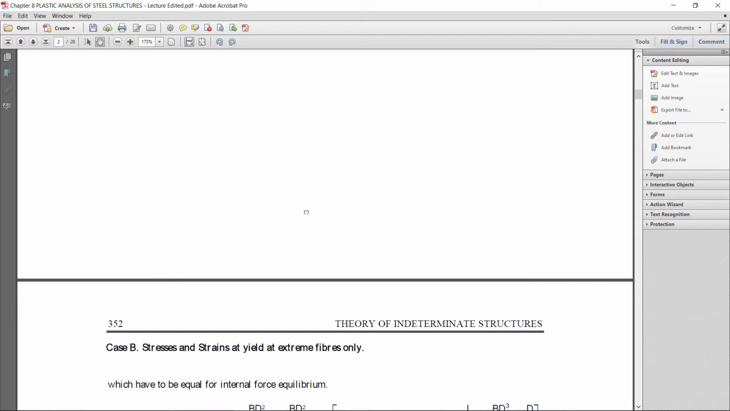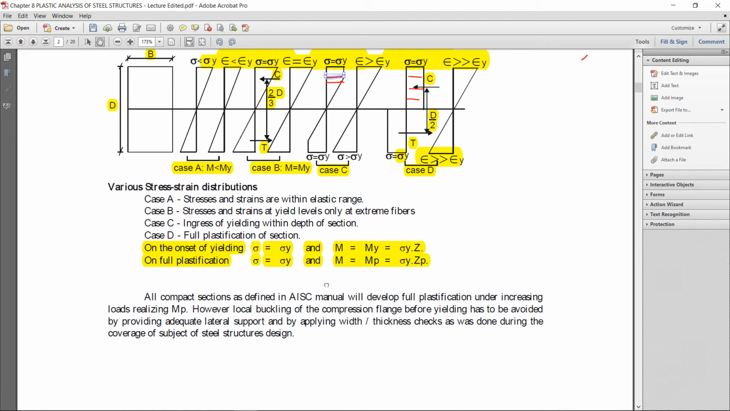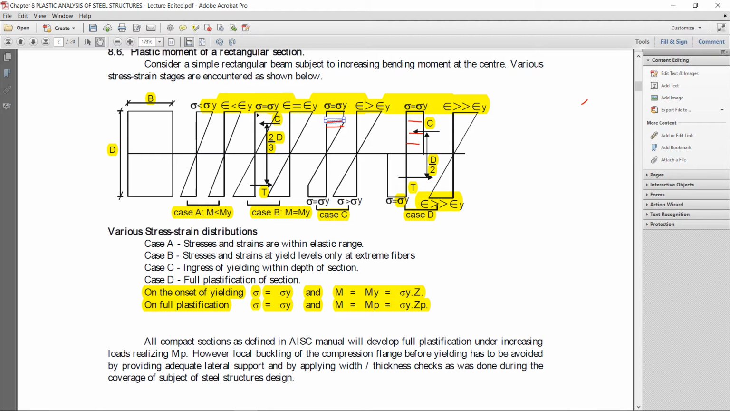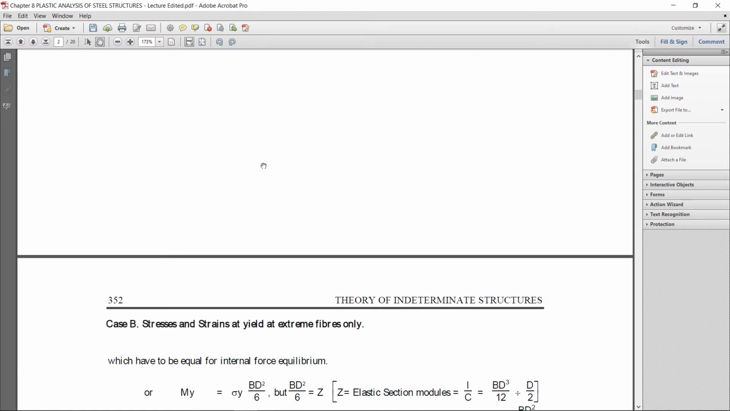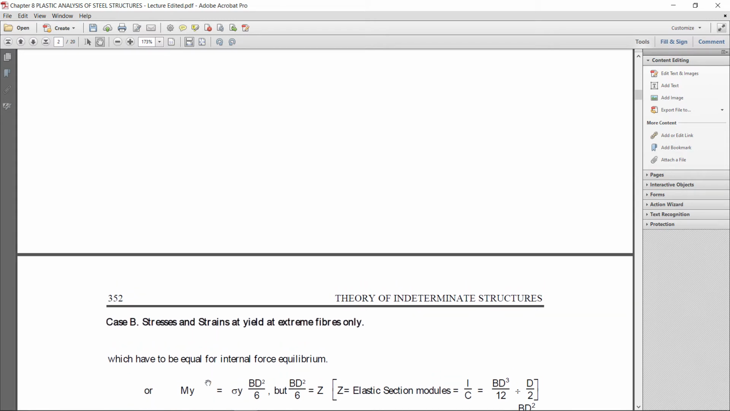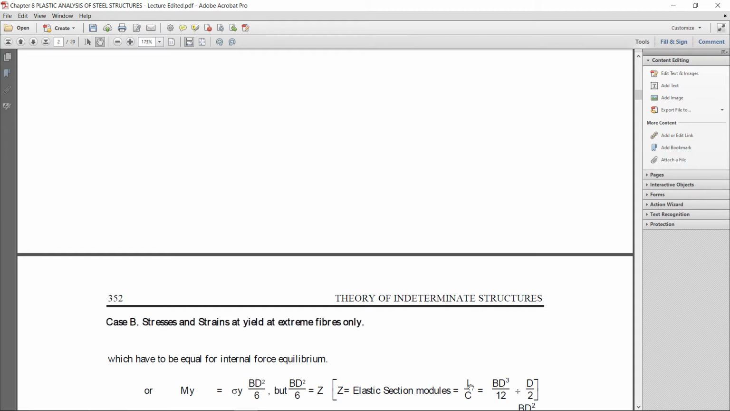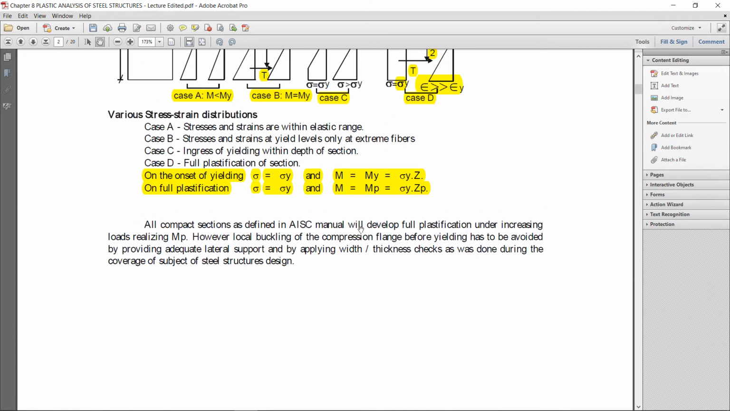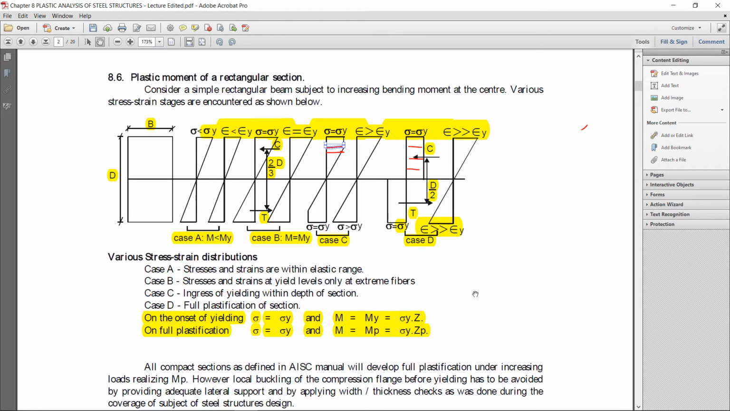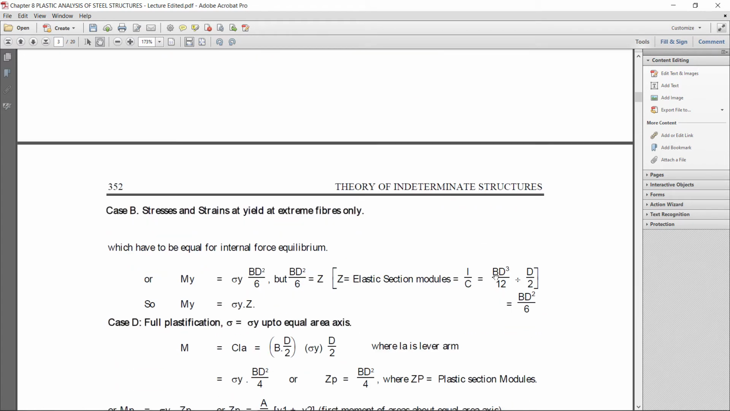Now for the calculations for each case. First of all, for case B, when it just reaches the extreme fiber, you know the formula: My is equal to sigma into Z. Z is the elastic section modulus, that is equal to I over y or I over c, that is the same. Here I is b h cube over 12, or here d is the depth. So the moment of inertia is b d cube over 12 divided by d by 2.